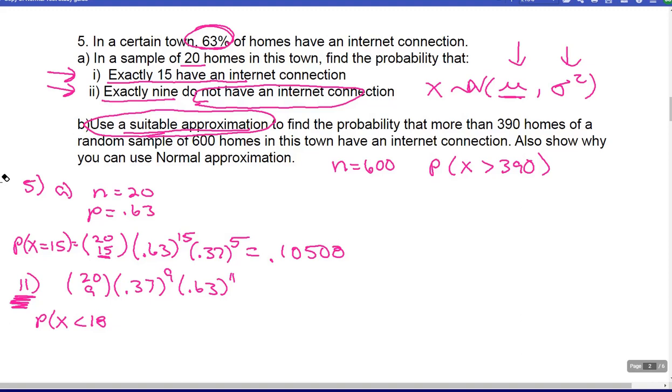Mm-hmm. All right. So now, p is 0.63. How do I find the mean? You do 0.63 times 600. Okay. What's that going to be? 378.